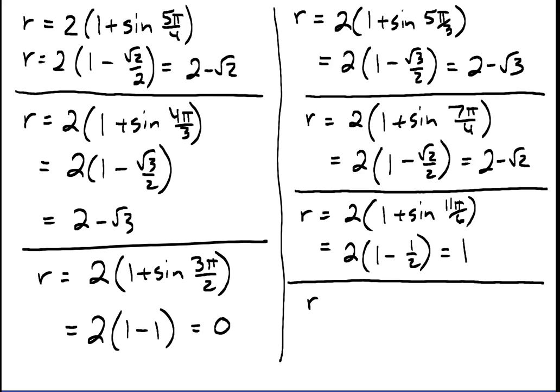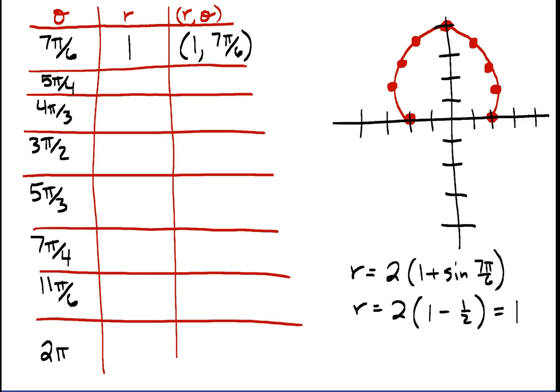And then just to finish it off, let's put in 2 pi. So sine of 2 pi, that should be the same thing as our first one that we did. And so sine of 2 pi is 0. So 0 plus 1 is 1, and 1 times 2 is 2. Okay, can we fill in that chart now of the stuff that we know, and then can we finish filling out our graph? Let's go for it.